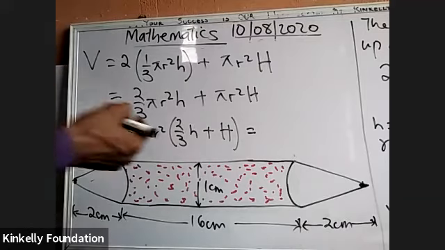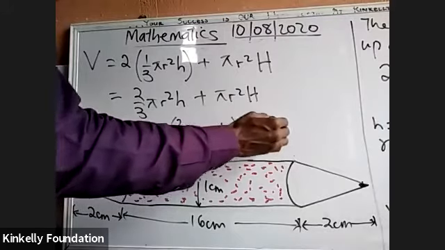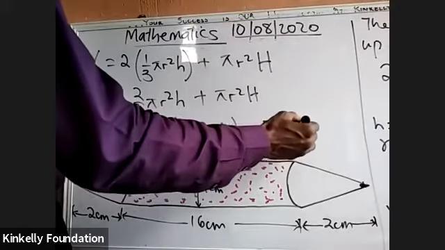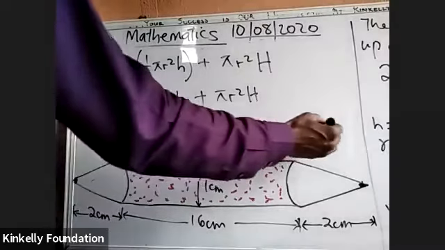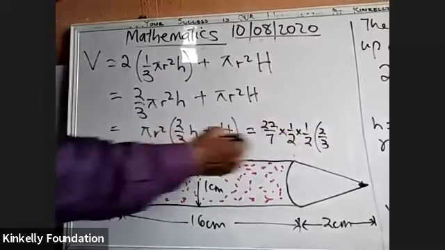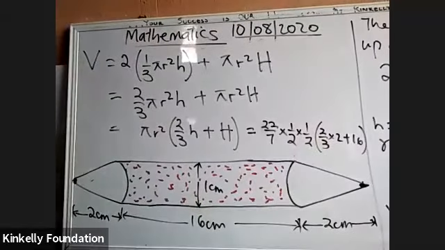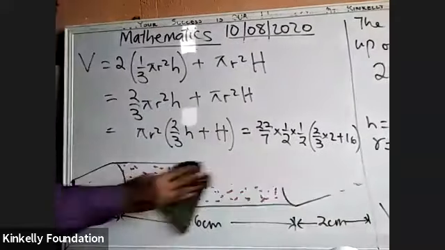We have that 22/7 is pi times 1/2 times 1/2 times 2/3. Height of this one is 2 plus 16. Now, having this as this, we are going to take off this shape. Let's take off this shape.